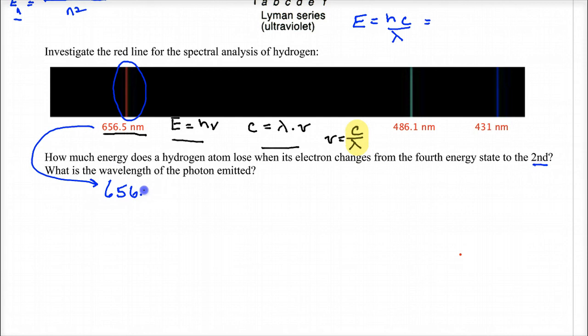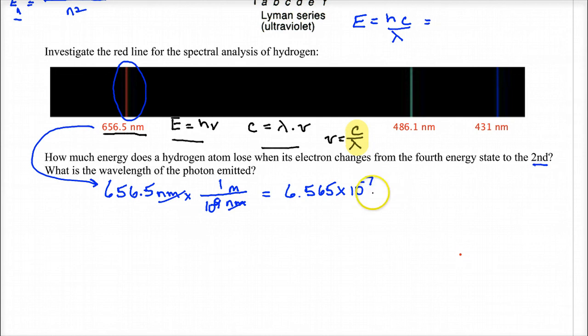656.5 nanometers. I'm going to get rid of nanometers, so nanometers go on the bottom of my conversion. And of course, I am going to want meters, and I know 1 meter is 10 to the 9 nanometers, a billion. Nanometers cancel, and what I have here is 6.565 times 10 to the negative 7, and that of course is meters, and that's my wavelength.